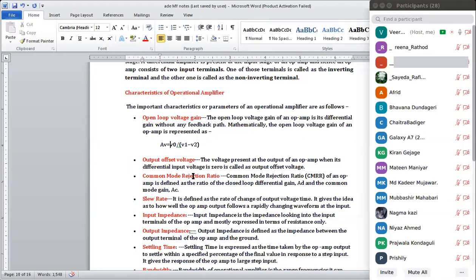So how much will that voltage be? It is V0, that is the output voltage, divided by V1 minus V2. V1 minus V2 is nothing but the difference between the inverting input and the non-inverting input, and that gives V0, the output voltage.